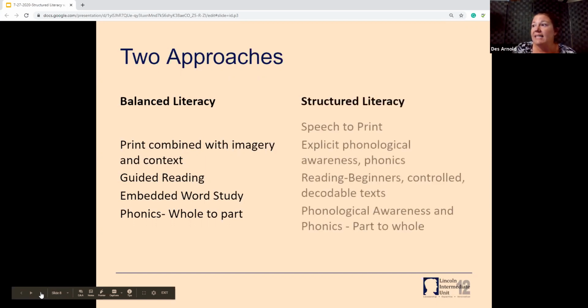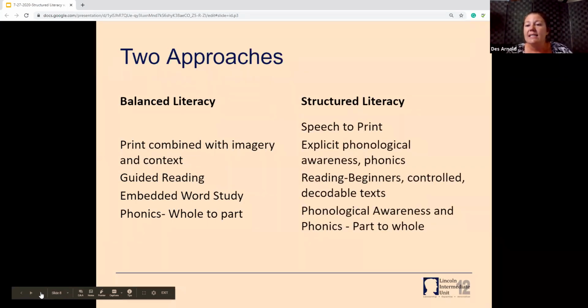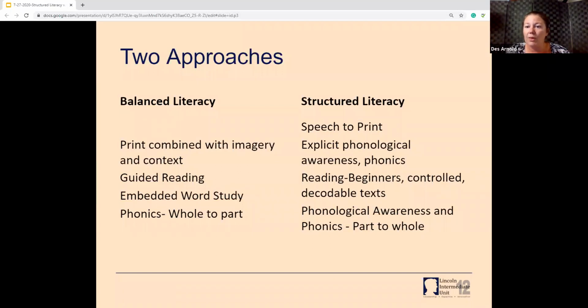Let's look at some things that you would see in structured literacy. Structured literacy teaches speech to print. There's explicit phonological awareness and phonics, decoding and encoding. When we talk about speech to print, we're talking about the understanding that our oral language occurs before we learn to read. That learning to read is not something that occurs naturally. So we have to work on that phonological awareness, the phonological processing in order to be able to read.